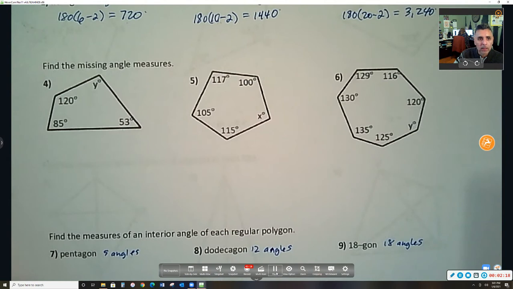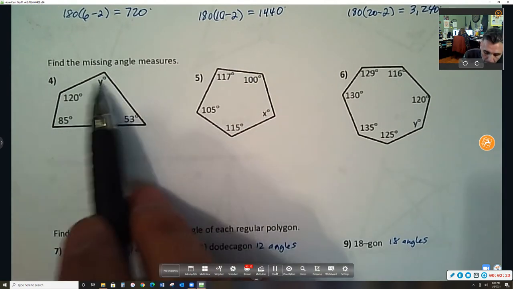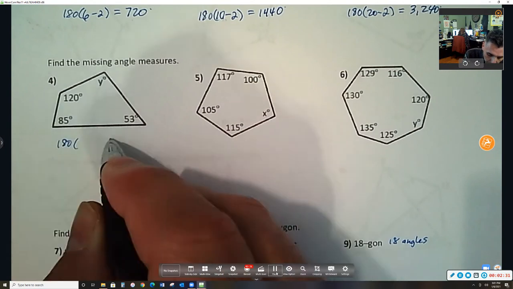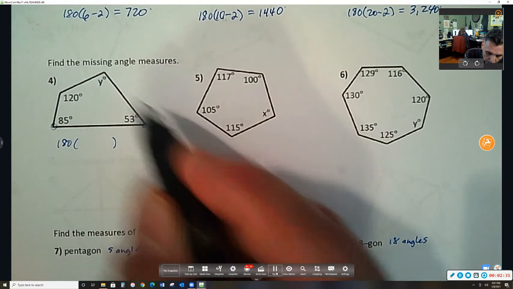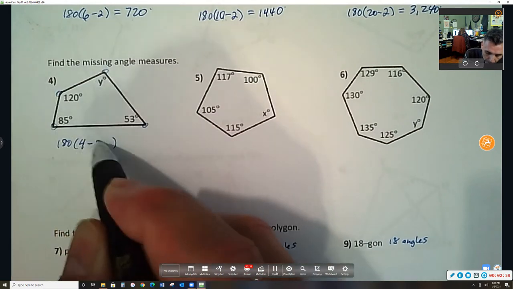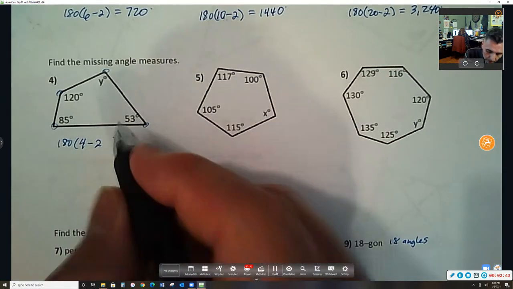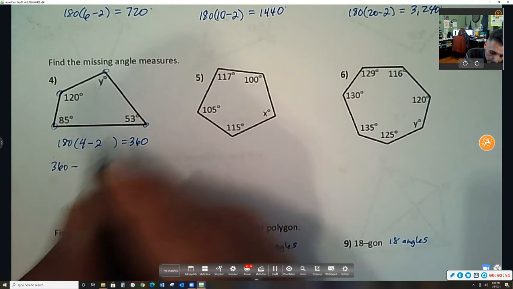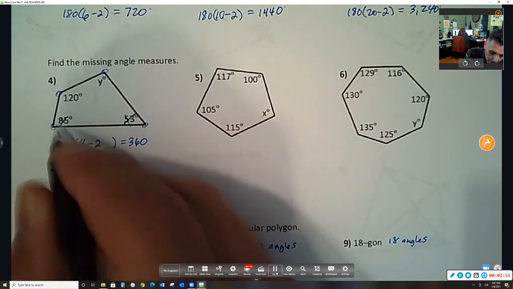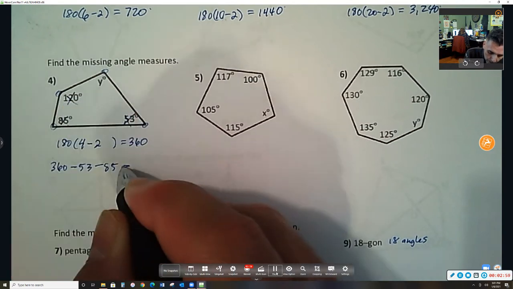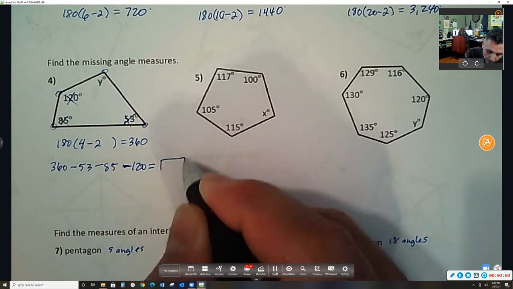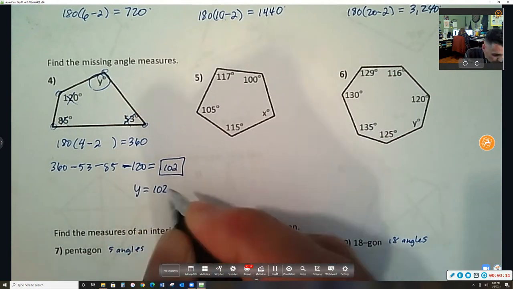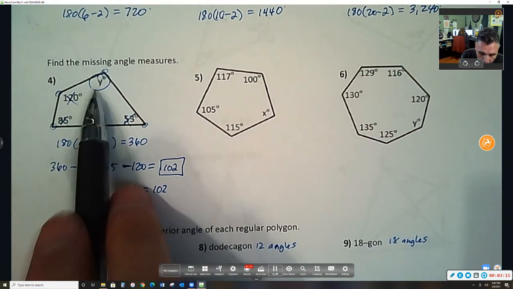So then the next ones, what we have here is we want to find the missing angle. So the first thing we have to do is find the total of the angles inside the polygon. Now this polygon has 1, 2, 3, 4 angles in it, so I'm going to let n equal 4. And then when I type it into the calculator, the total is 360. So I know if I take 360 and subtract out the angles inside the polygon that I know, minus 120, I'm left with the value of the missing angle. So that would be 102. The missing angle up there is 102.